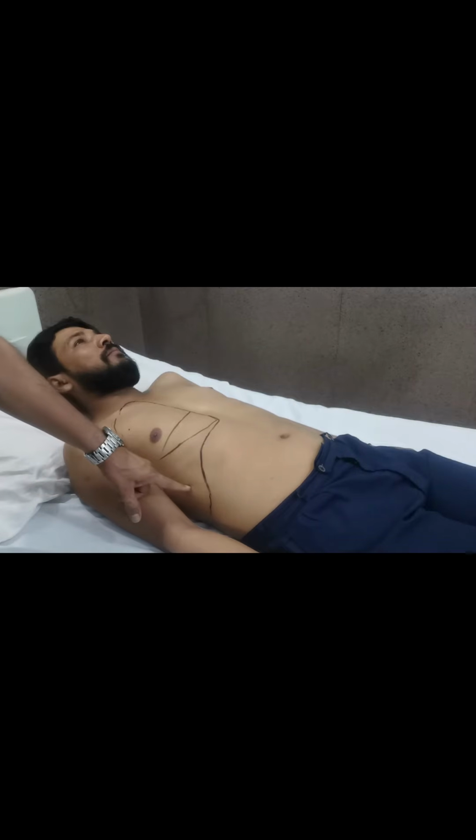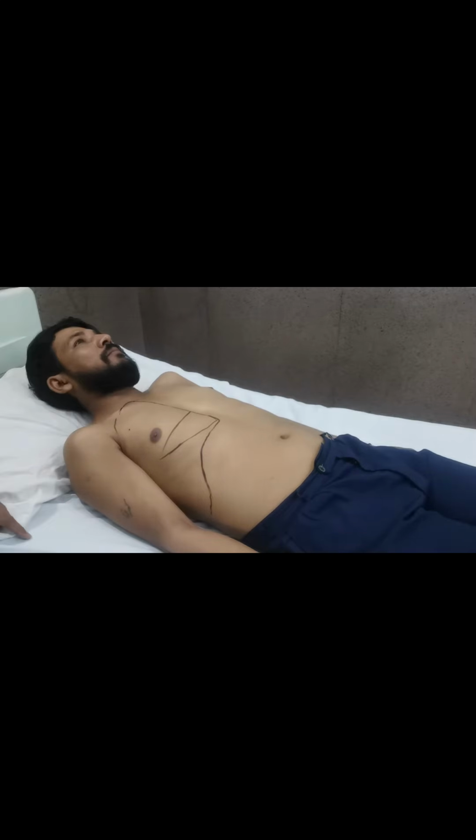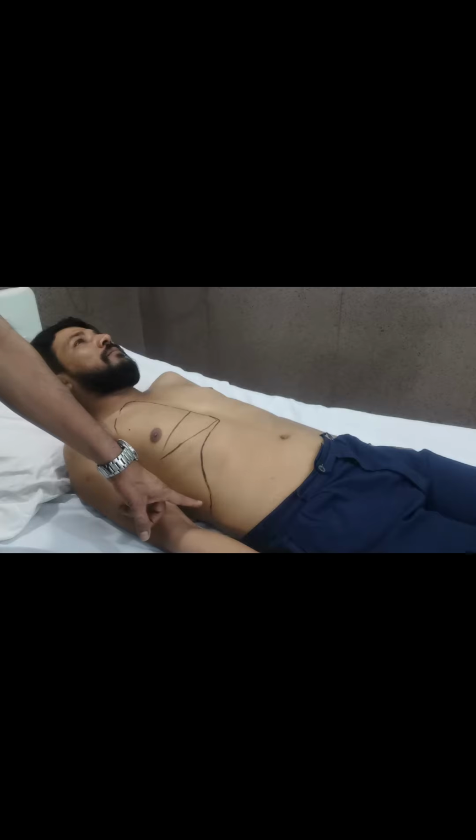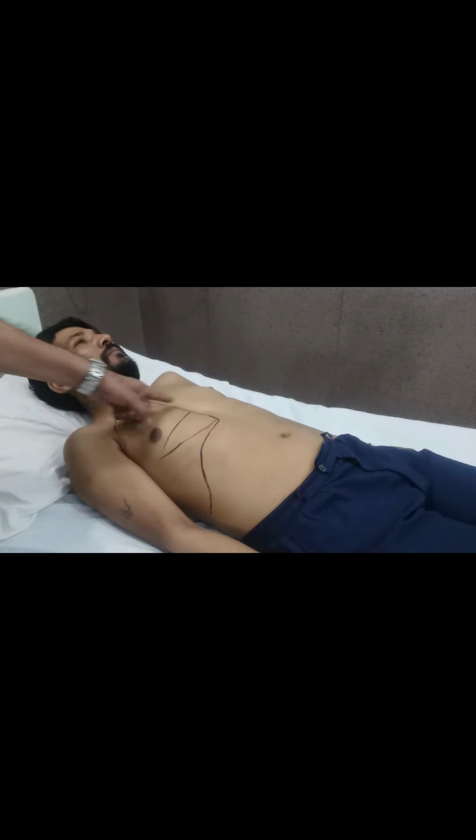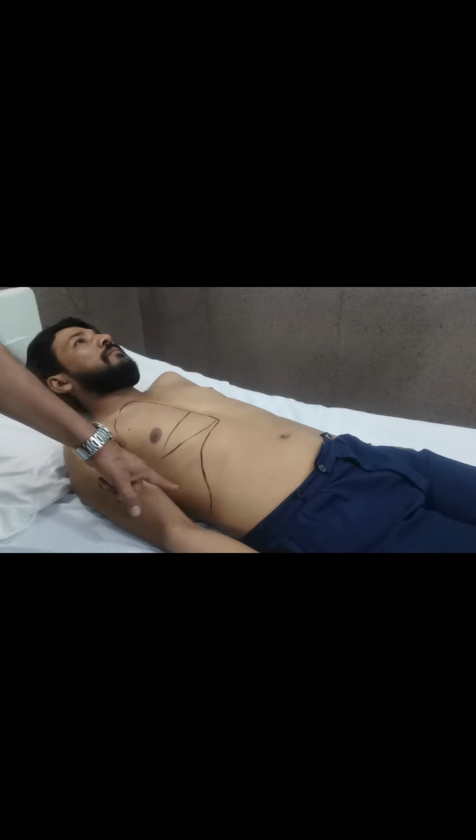In the mid-axillary line, the pleura is at the level of the 10th rib, while the lungs are at the level of the 8th rib. And in the posterior axillary line, the pleura is attached to the 12th rib and the lungs go up to the 10th rib. So this is the surface marking of the pleura and the lungs.